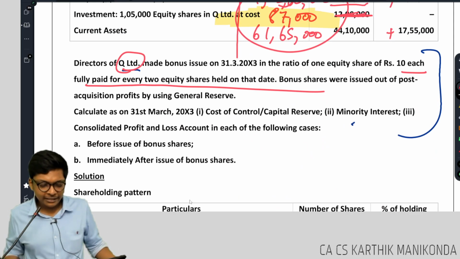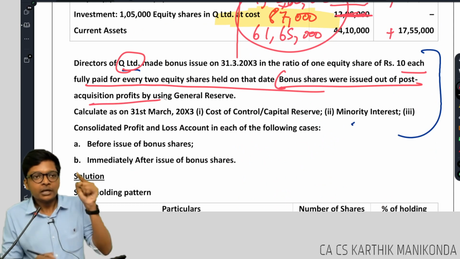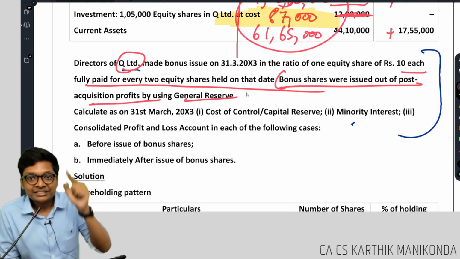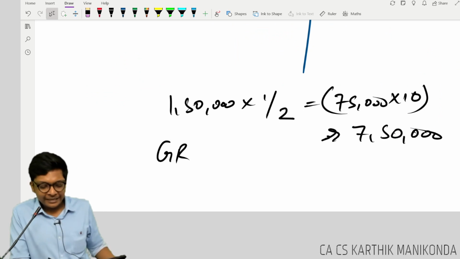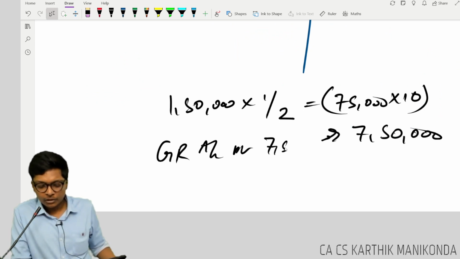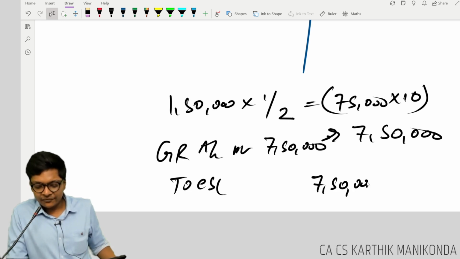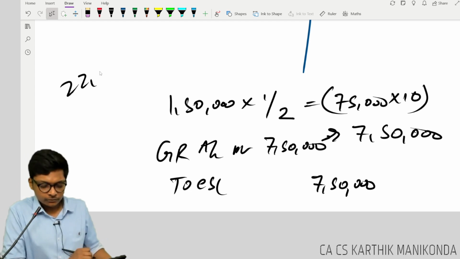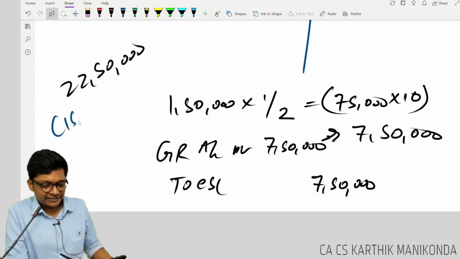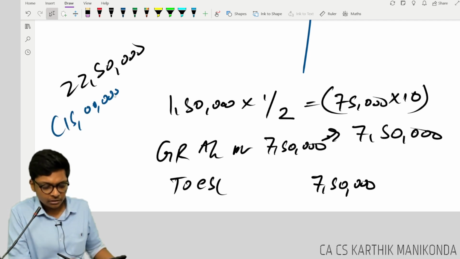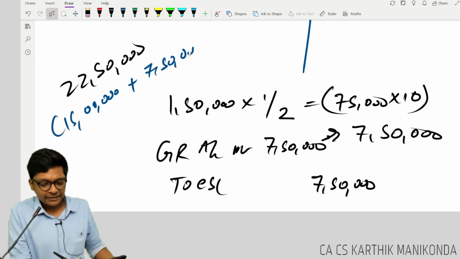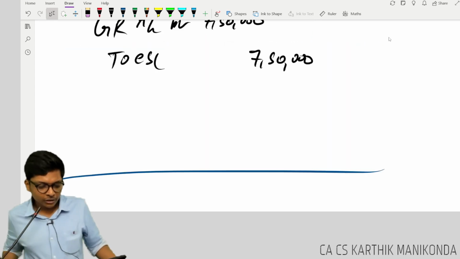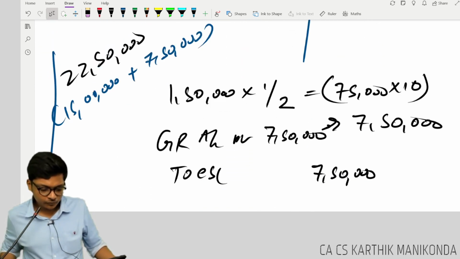If you remember reading earlier, bonus was made out of post acquisition profits using general reserve. That means you can't even debit anything else. General reserve account debit 7 lakh 50 to equity share capital 7 lakh 50. So the new share capital of subsidiary will now become 22 lakh 50,000. How, sir? Existing was 15 lakhs plus 7 lakh 50. This is going to be the only change that we have.